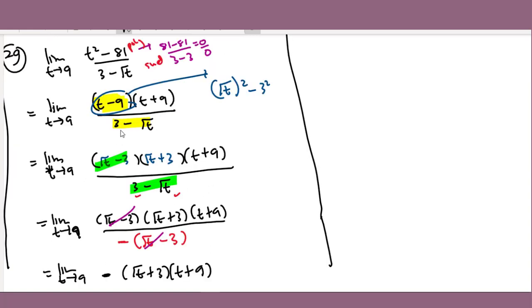Okay. You try to solve this one using the times conjugate. The second method is times its conjugate. Okay, try on your own. Times conjugate. The conjugate is 3 plus root t, 3 plus root t, and continue.